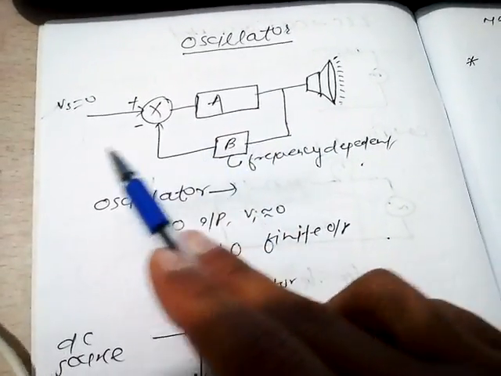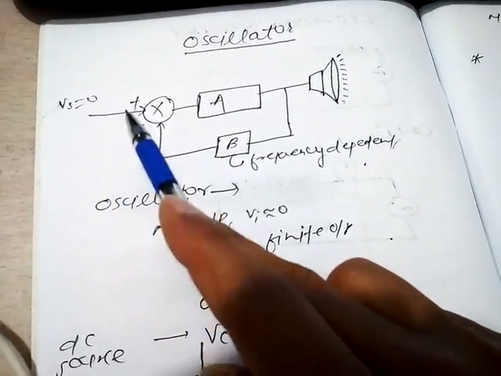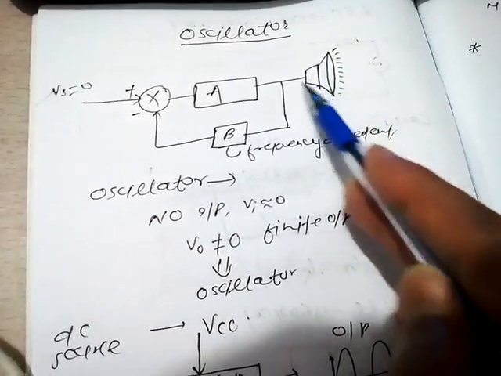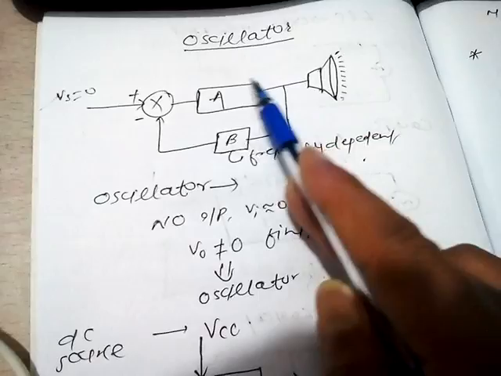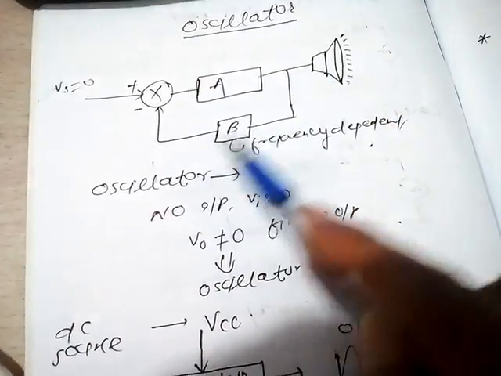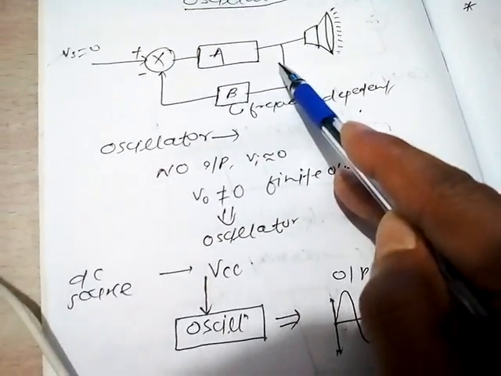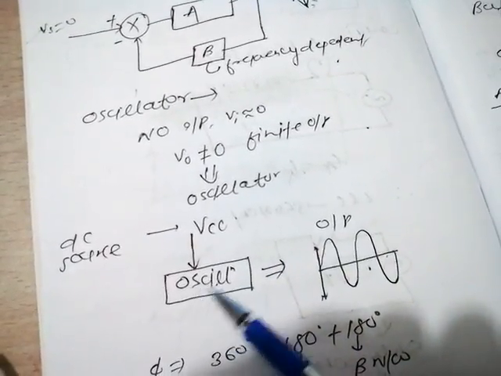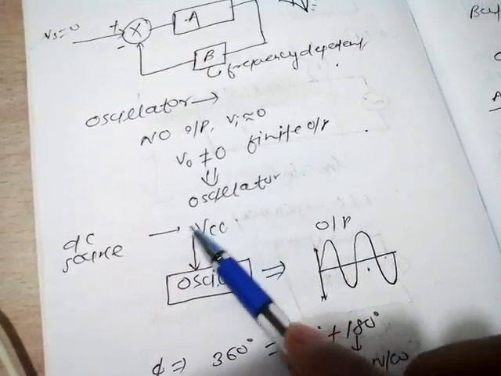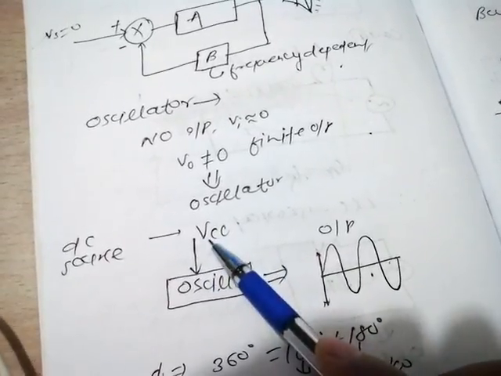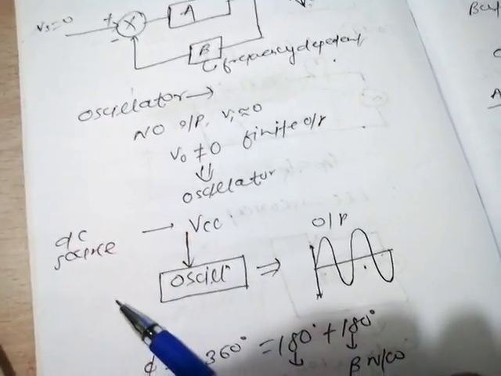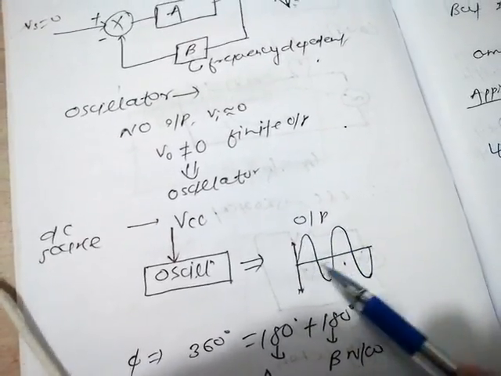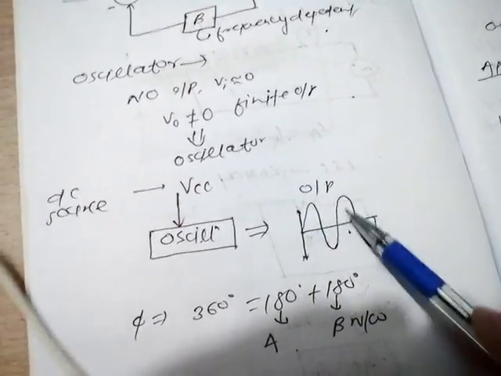Here we apply no input, but still we get output at the speaker. So basically this is a unique feature of the oscillator. Here you can see the oscillator circuit, and we apply a simple VCC signal, that is a DC source, and no input signal, but still we get output. This is the basic advantage of the oscillator.